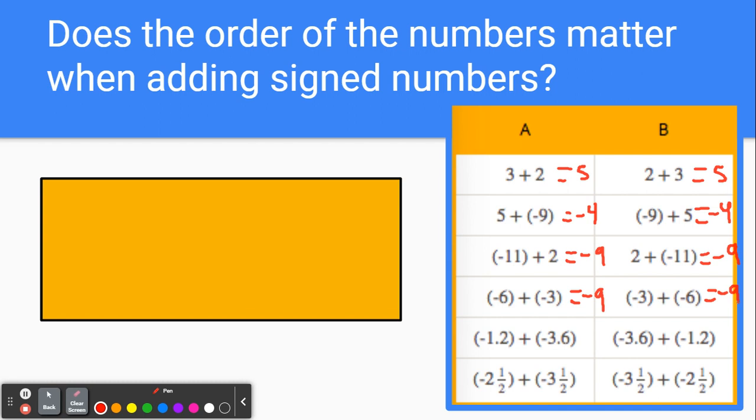So if you notice, on addition problems, it doesn't matter what the sign is. If it's positive, positive, positive, negative, negative, negative, it doesn't matter what the sign is. You can put the numbers in any order. So 3 plus 2 is going to give me the same answer as 2 plus 3. Look at this one: negative 11 plus 2 gives me the same answer as 2 plus negative 11. So on addition problems, you can put the numbers in any order. It does not make a difference.